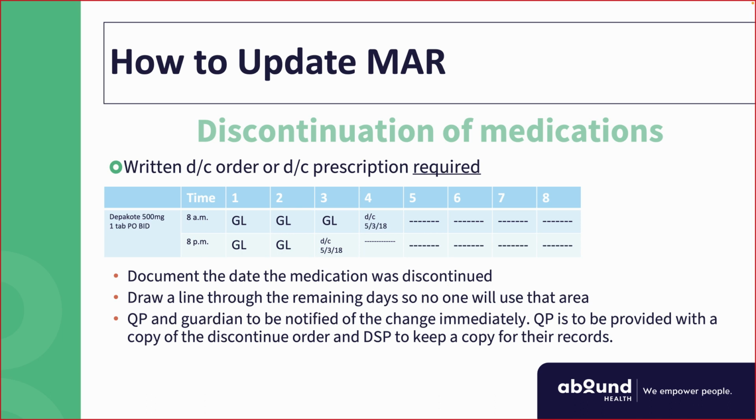So this is an example of how to update a MAR for a discontinued medication. Just remember that you always need to get a written DC order or a DC prescription before you can discontinue a medication. What you're going to do is document the day the medication was discontinued, draw a line through the remaining days so no one will use that area. And the QP and Guardian are to be notified of the change immediately. The QP is to be provided with a copy of the discontinue order, and the DSP is to keep a copy for their records.